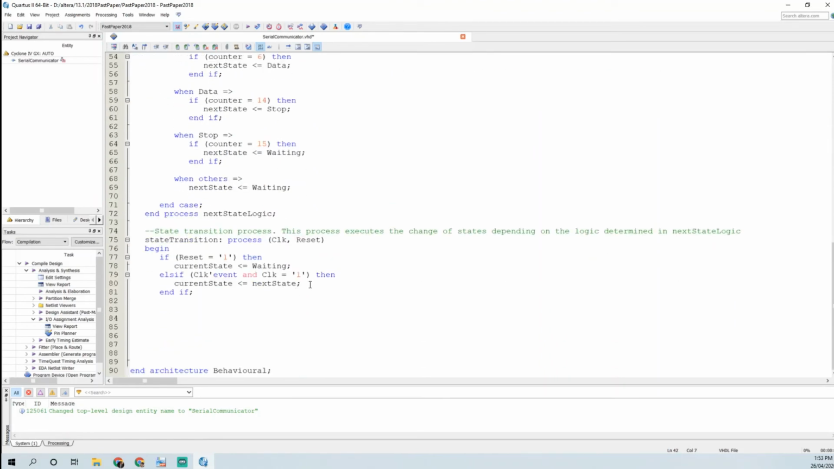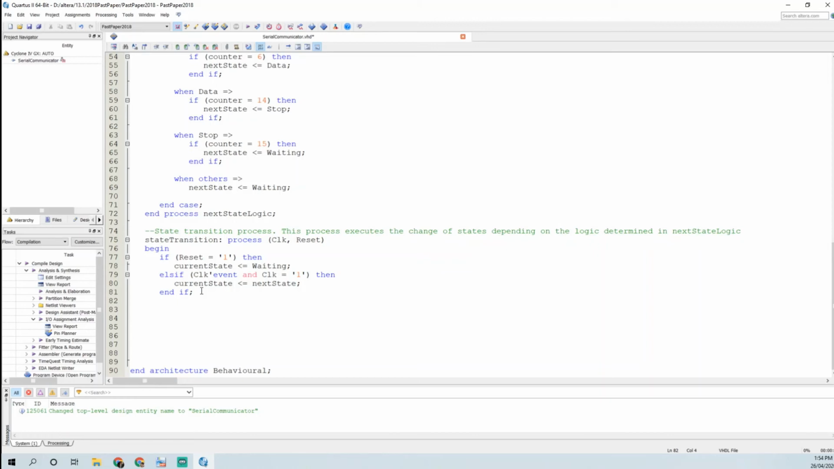All right, because if we don't have that, current state will change to some other wrong thing, and we would probably change states when we don't want to change states. Instead, we want to stay in that state. All right, but that takes care of this state transition process.